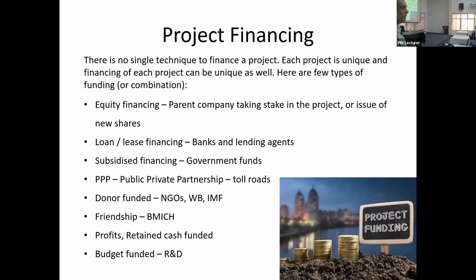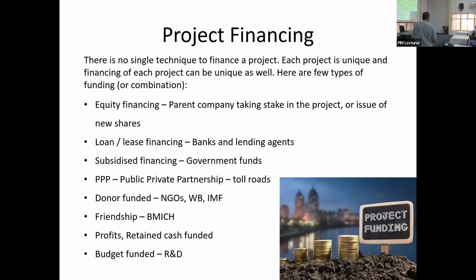Donor funded is obviously the best way, free of charge. It's like your father or mother building a house for you. We are all happy with that model, right? So we don't have to pay anything. Friendship funded, BMICH is an example in Sri Lanka. And retained profit funded. If you have a lot of profit saved, you can use that to fund projects. And then R&D budget funded, right? So you budget for something. These are just samples of the various ways you can fund a project.